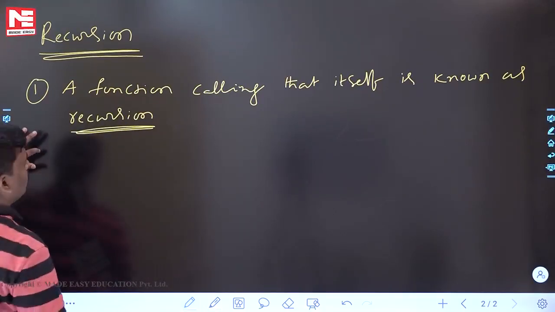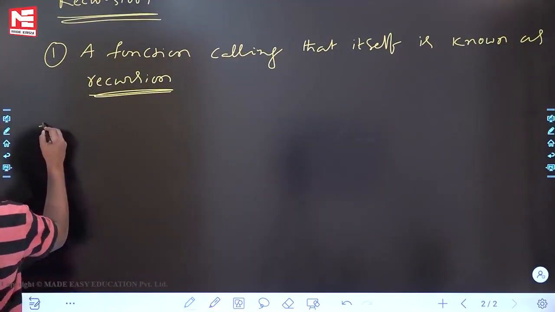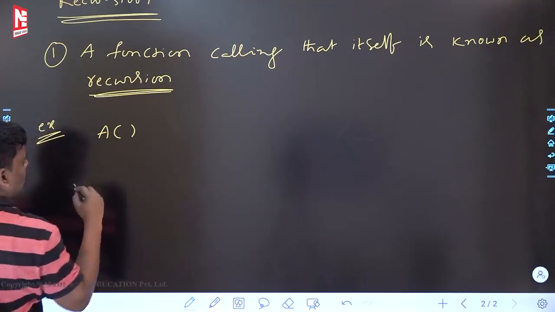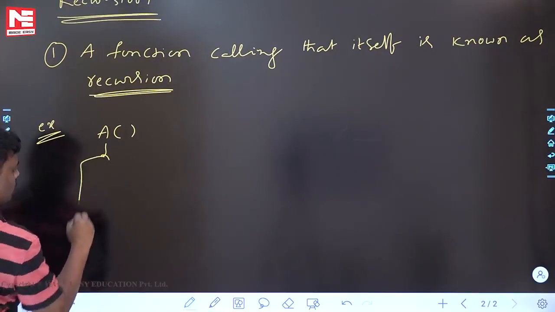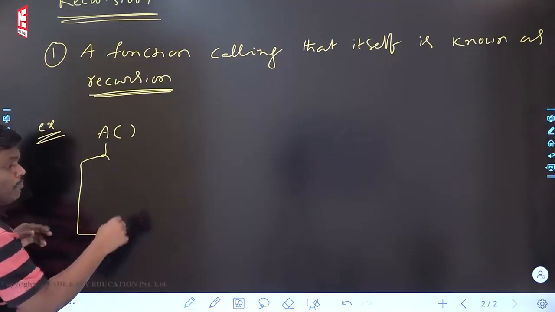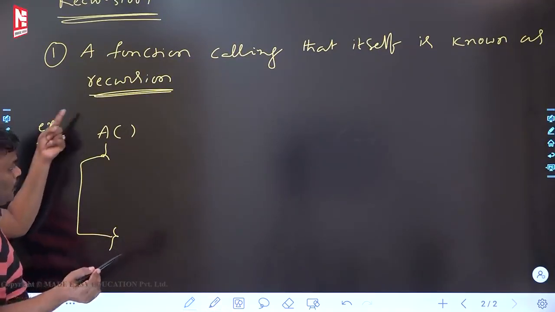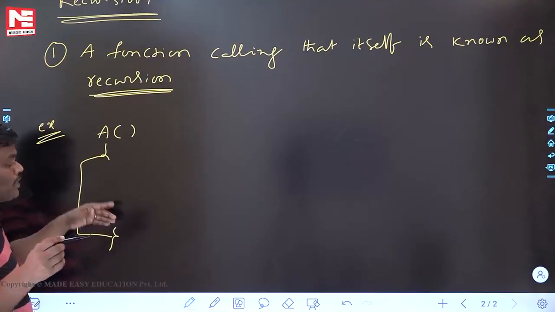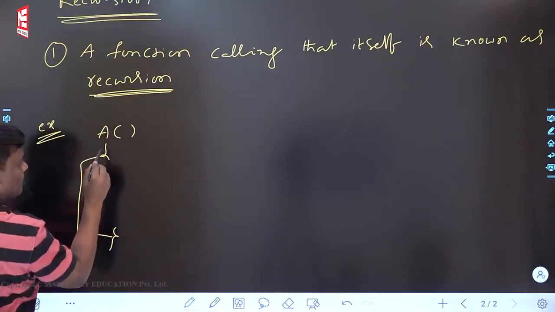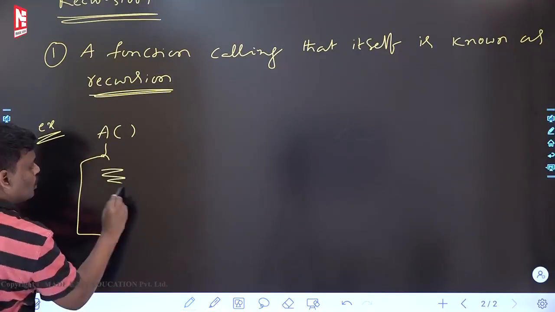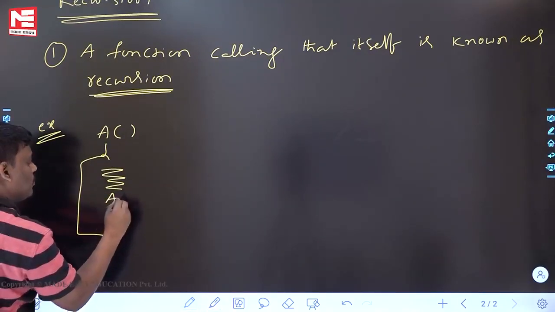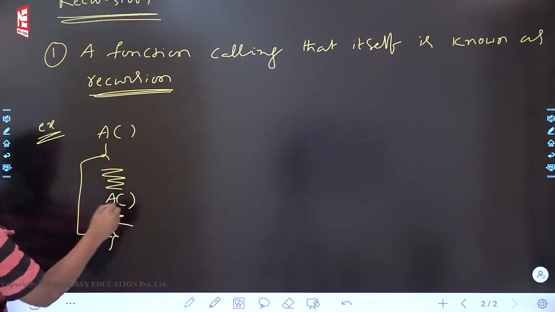If you want, I will give a small example. There is one function named A. Normally, if you go inside function A, maybe function B is called, maybe function C is called, function D is called. But in the case of recursion, inside A, some work maybe I will do. At some point, I will call A again. This is known as recursion.